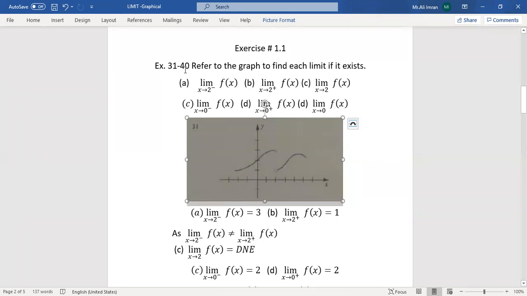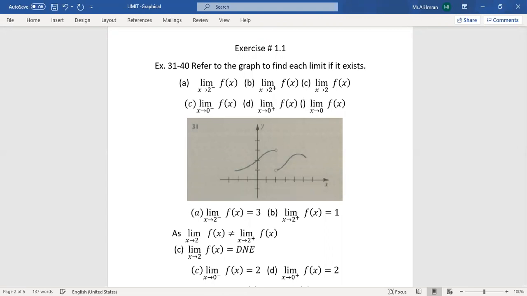Questions 31 to 40 refer to the graph to find each limit if it exists. In first part, we have to find the left hand limit at x is equal to 2, and in B part, we have to find the right hand limit at x is equal to 2, and if both these limits exist, we have to find the limit at x is equal to 2. In the C part we have to find the left hand limit at x is equal to 0, and in D part we have to find the right hand limit at x is equal to 0, and in E part we have to find the limit at x is equal to 0.